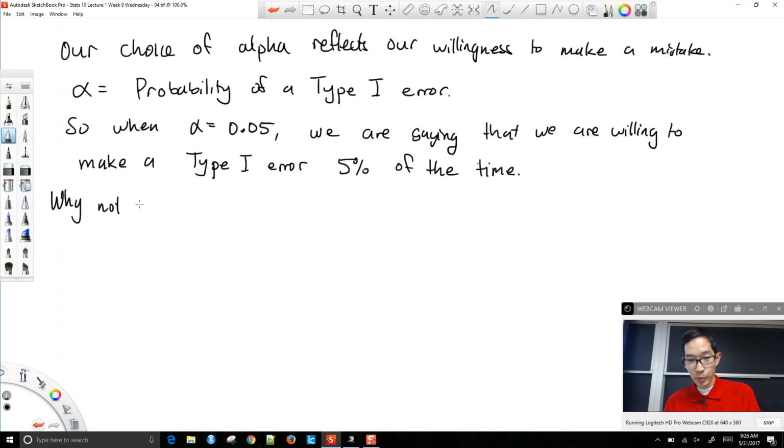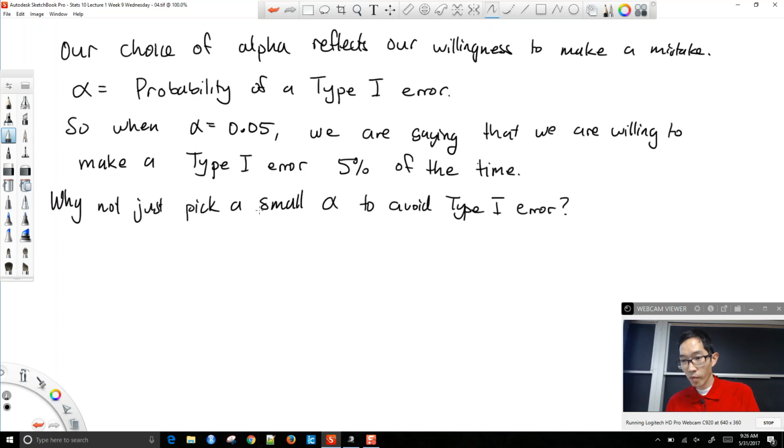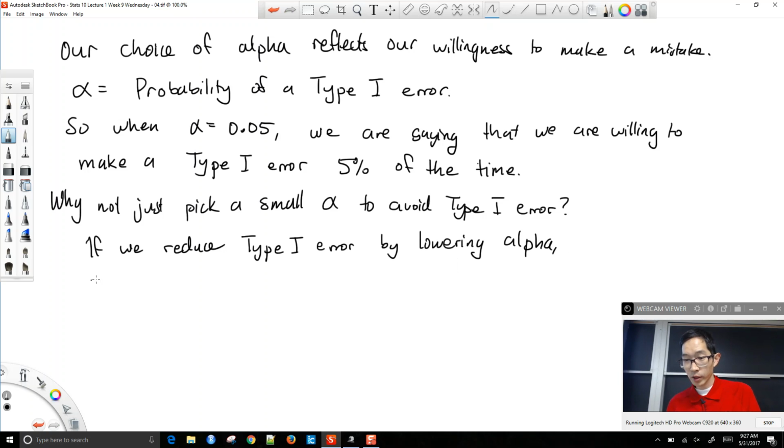So why not just pick a small alpha to avoid type 1 error? Okay, well, the answer is if we reduce type 1 error by lowering alpha, we increase our risk of type 2 error.